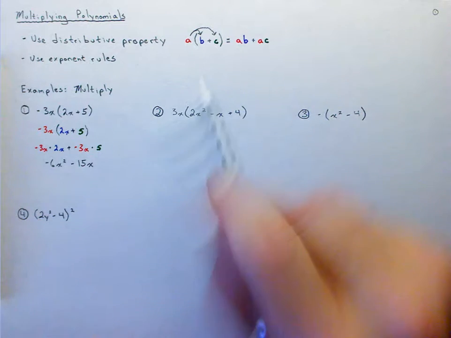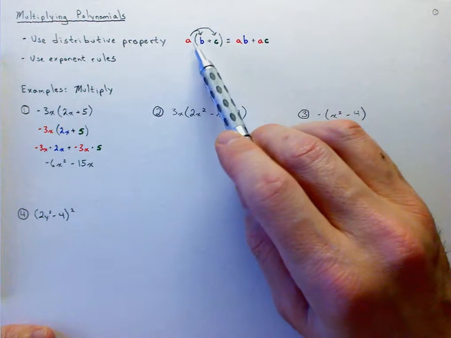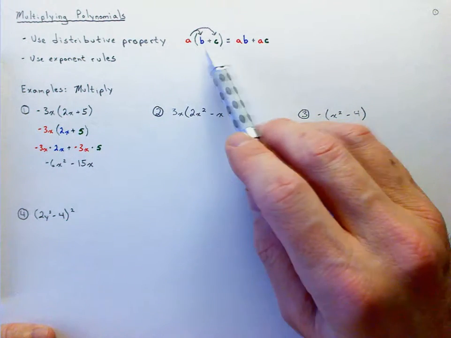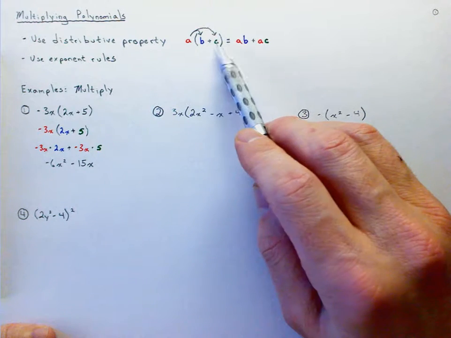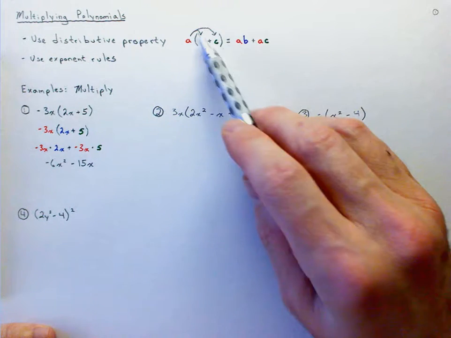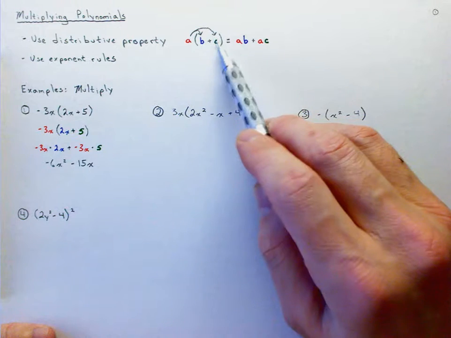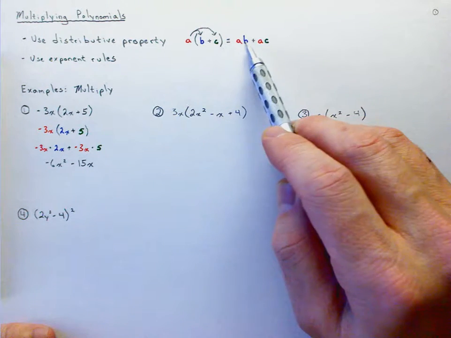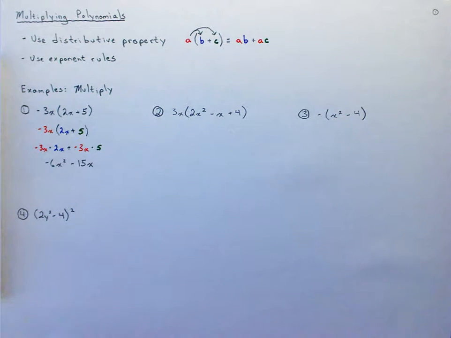The distributive property is given right here: A, and then a set of parentheses, and inside of it is B plus C. I'm going to take that A and multiply it to B, and multiply it to C, to where I end up with A times B plus A times C. That's the distributive property. And then your exponent rules, mainly the product rules that you're going to be dealing with.